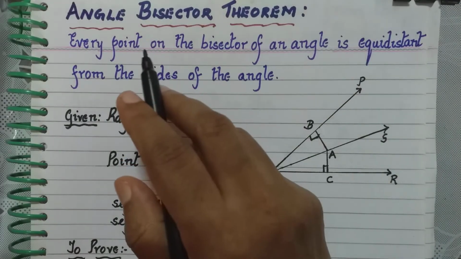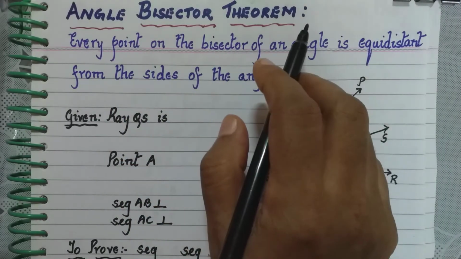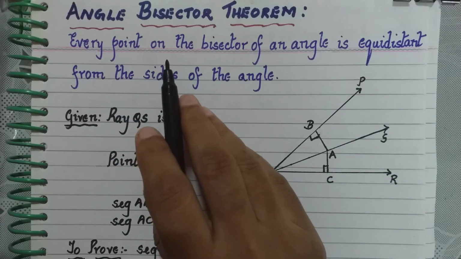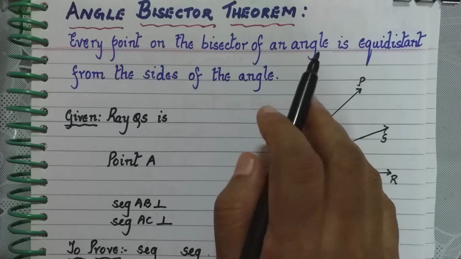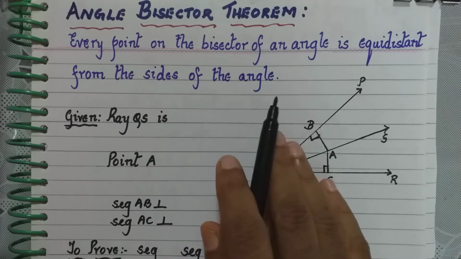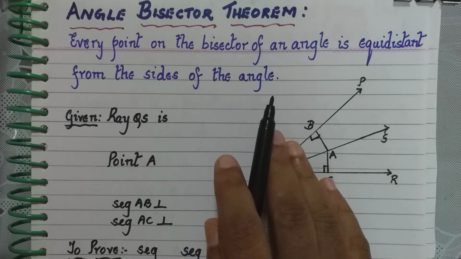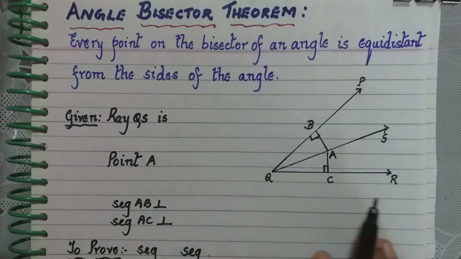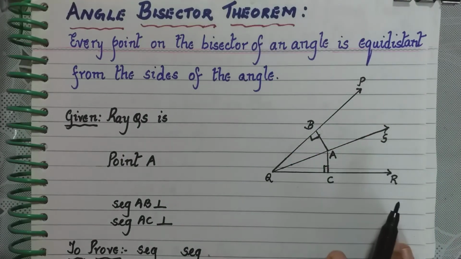We go to the next theorem, that is the angle bisector theorem. The angle bisector theorem states that every point on the bisector of an angle is equidistant from the sides of the angle. Okay, now let us look here. There is an angle, the angle which is given here is angle PQR.